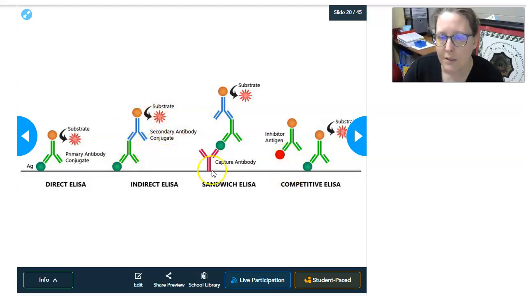The sandwich ELISA, which is really the one that's used the most, has a capture antibody that's bound on the plate. It captures the antigen it's looking for, and then another antibody is added, and then there's an antibody to that antibody that would cause a color change. In a competitive ELISA, you have an inhibitor antigen that's competing with the other bound antigen, and both can emit the signal.